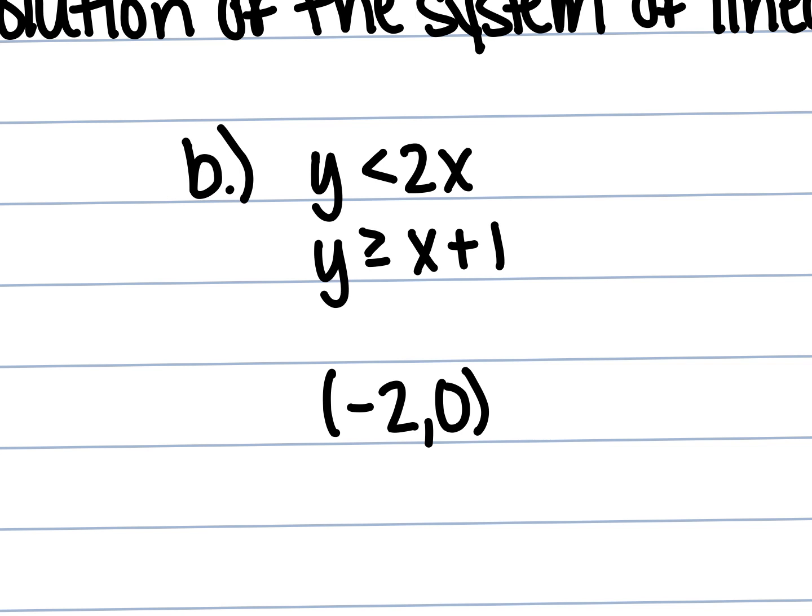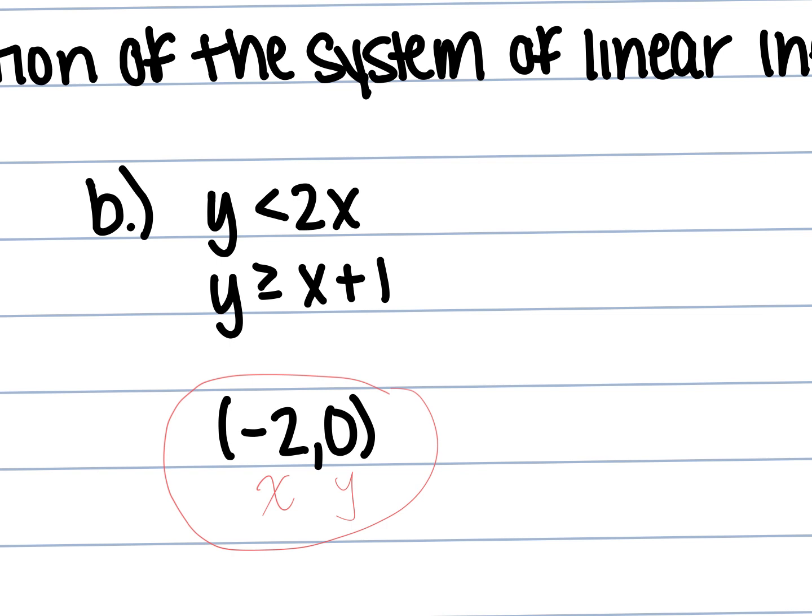What do I do? Plug what in? 0 for y, negative 2 for x. Okay, let's do it for the first one. What do we get? 0 is less than negative 4 because we're taking 2 and multiplying it by negative 2. This is not true. Can I stop? Yes, because it has to work for both.